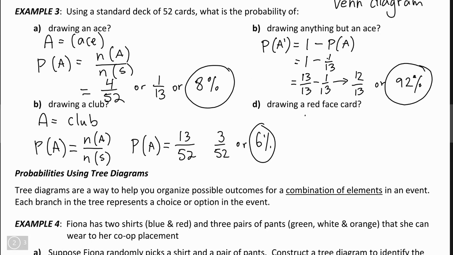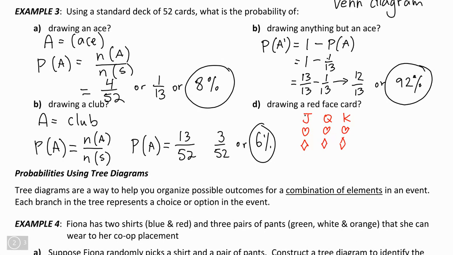Well, let me just use a different color ink here. So there's a jack, there's a queen, and there's a king. These are the face cards, and you can get a red one, so there are two kinds. You have the hearts, and you have the diamonds. So there are 6 possible red face cards, okay? 6 of them.